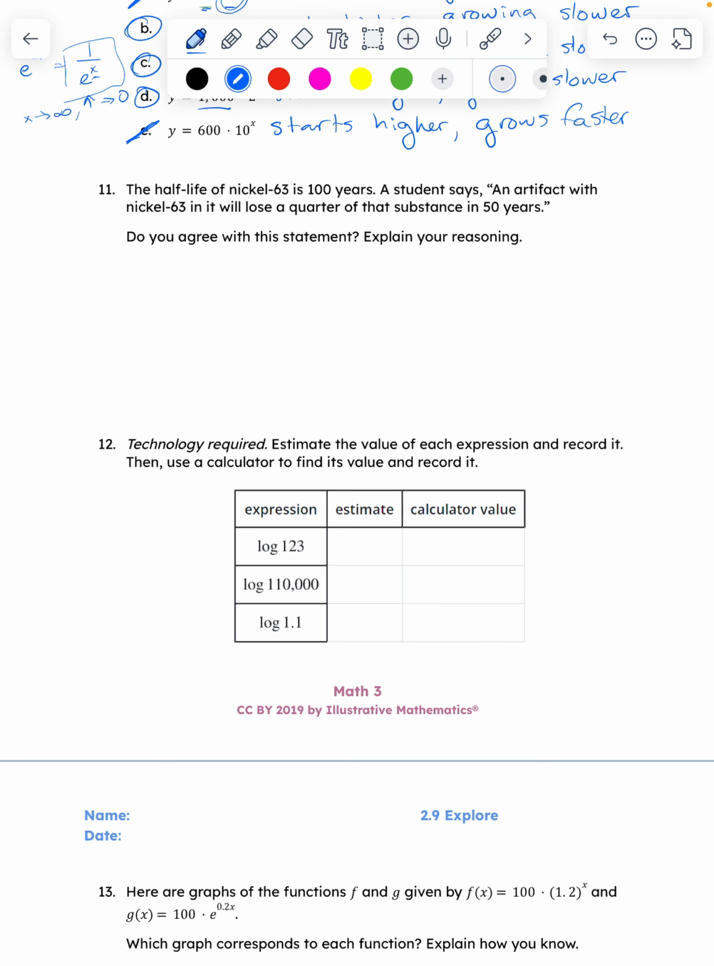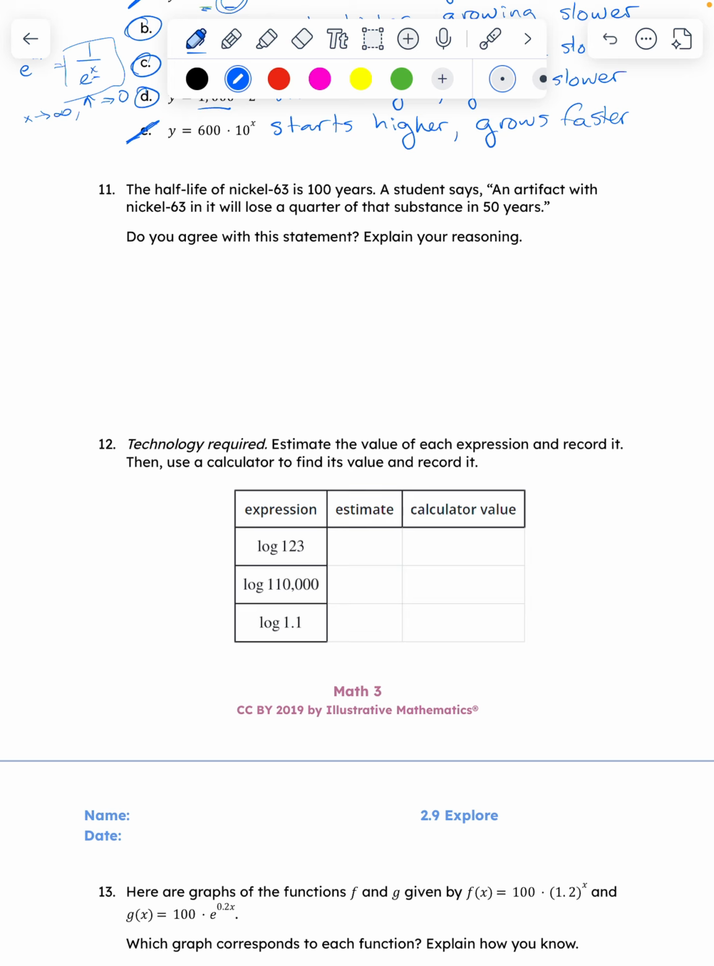Half-life of nickel. Half-life of nickel 63, special nickel, is 100 years. Someone says an artifact with nickel 63 in it will lose a quarter of that substance in 50 years. Whew. It is not immediately obvious to me whether that student is correct or incorrect. Probably not immediately obvious to you.